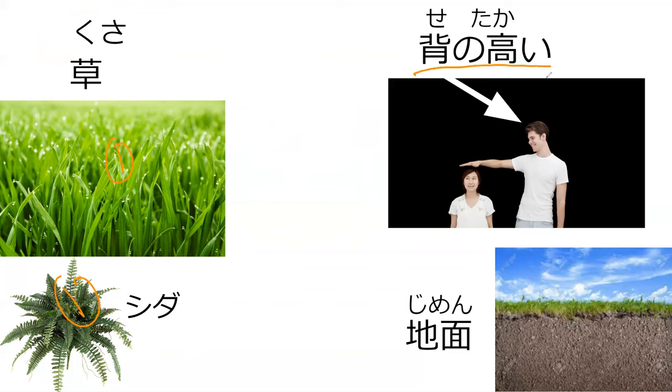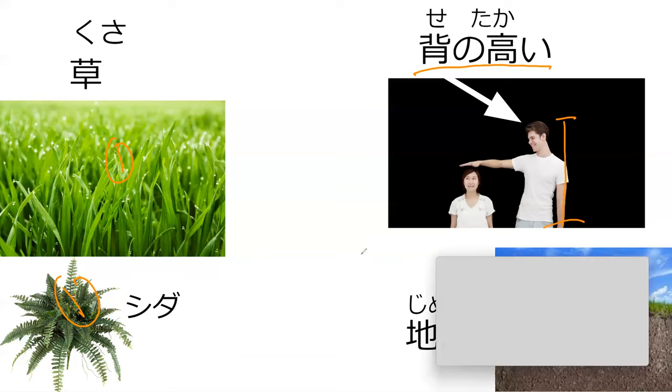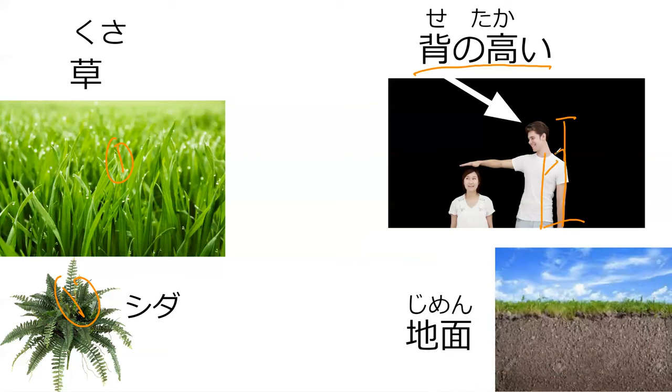Next is senotakai. What does that mean? Long spine or long back. Exactly. So it means tall. Senotakai. In English, saying long spine, short spine sounds kind of weird, but that is what it's saying. It's like the spine, the back. It is tall. But that just means they're tall.